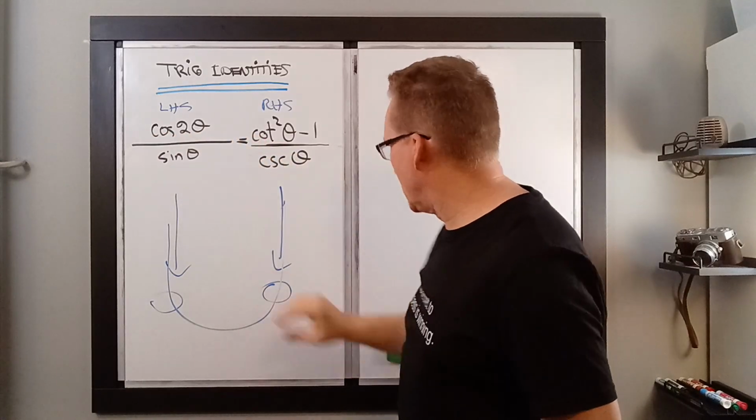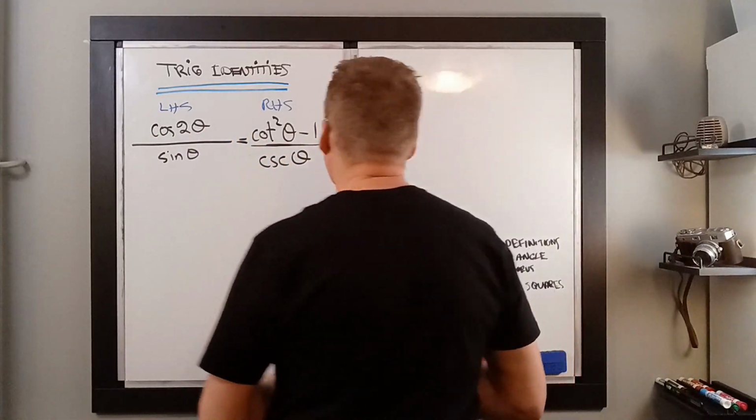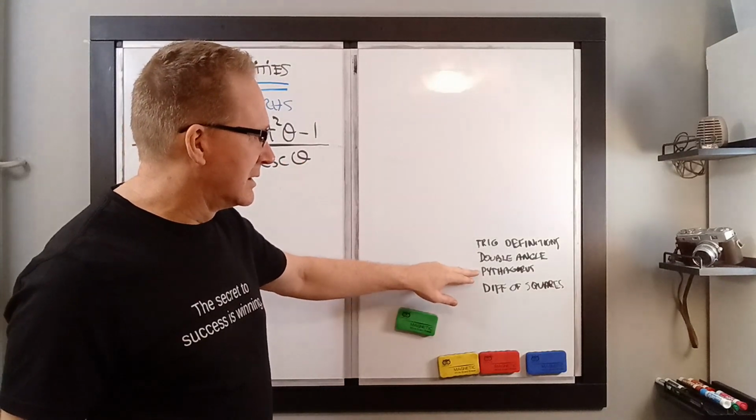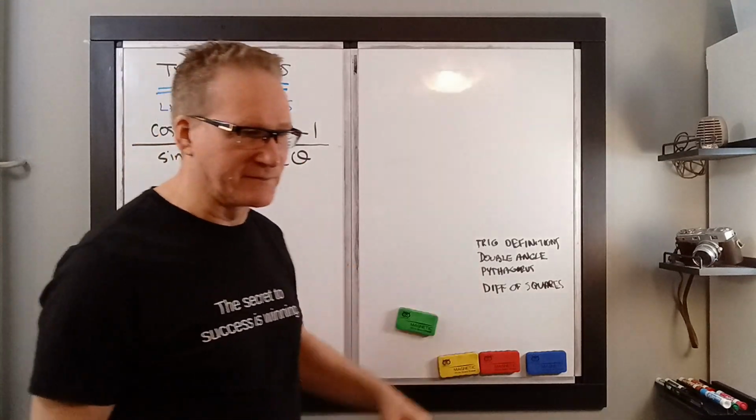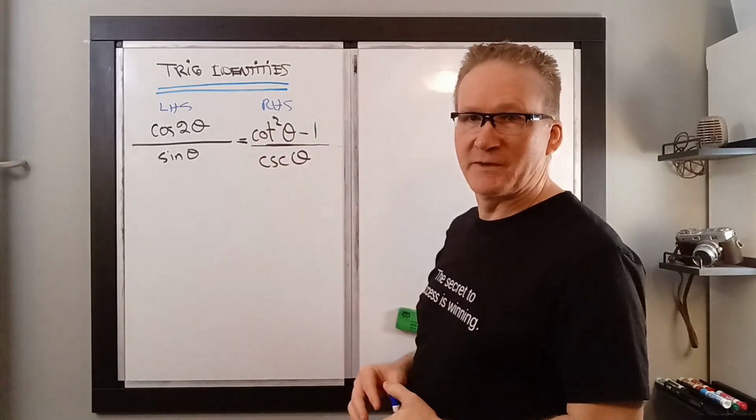So on this side over here, we have cosine 2 theta. If you remember the cosine double angle, and these are a couple of the principles we're going to use: trig definitions, double angle, Pythagoras, and difference of squares. We may not use them all for each identity, but we'll use a couple of them for this one.